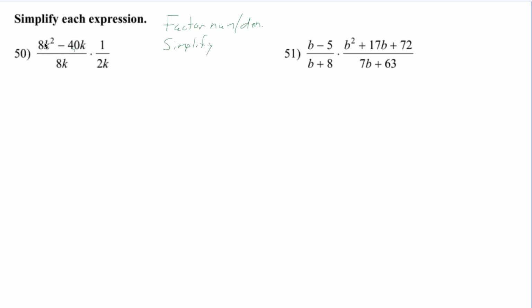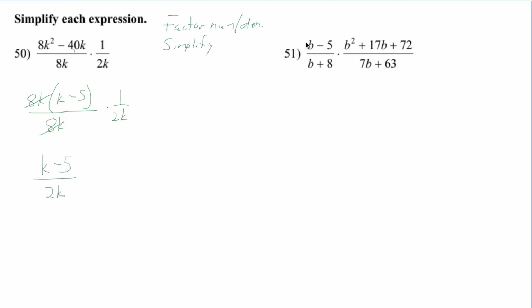So in the numerator, we can factor out an 8k. If we factor out an 8k, we're left with k minus 5 over 8k times 1 over 2k. And we factored, that's all we could factor. Now we're going to simplify. 8k cancels with 8k, and we are left with k minus 5 over 2k. We cannot simplify anymore. This is two terms. We can't cancel out the k's because this one doesn't have a k in it.